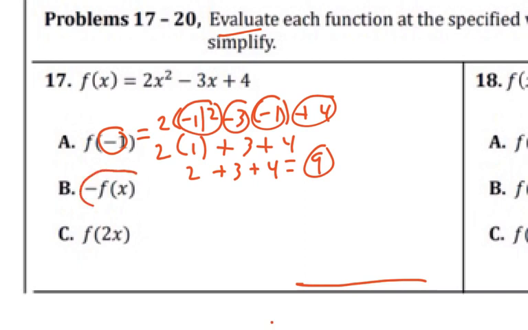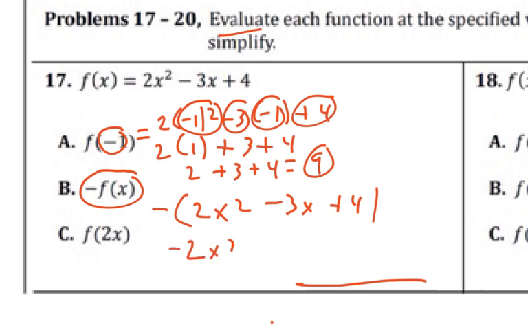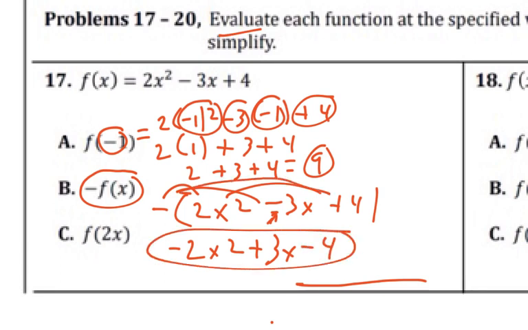What about negative of f of x? You literally do the negative of f of x. So I get negative 2x squared. I'm distributing the minus here. Plus 3x. Minus with this minus makes plus 3x. And minus with the 4 makes minus 4. So that's negative f of x.